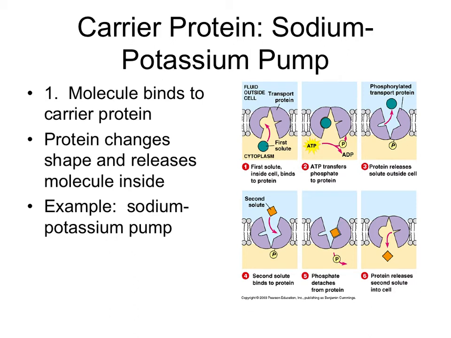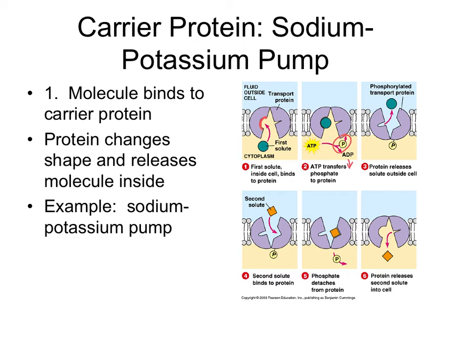So molecules first bind to the carrier protein. In this example, you have your first solute, and it's going to bind to the protein in this binding site. And then you can see that ATP, the molecule, is going to come, and it's going to deliver a phosphate molecule, and then the rest is going to leave as ADP.